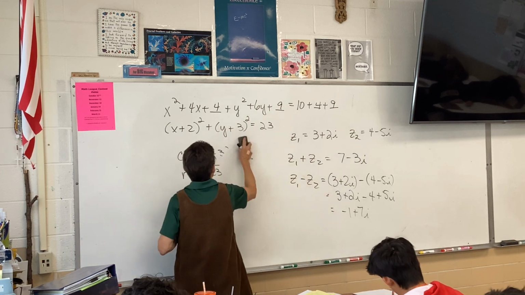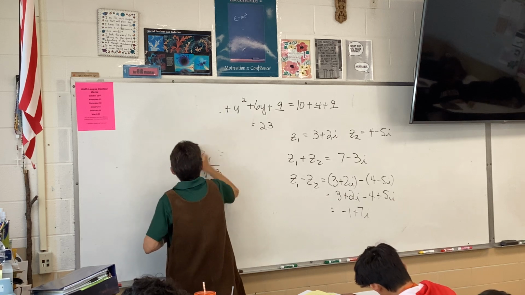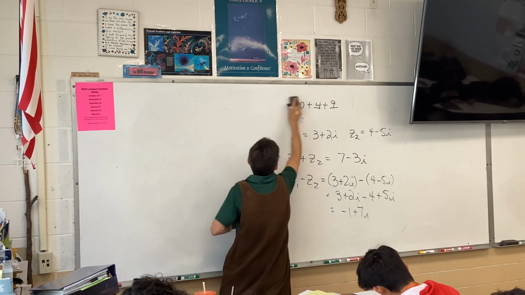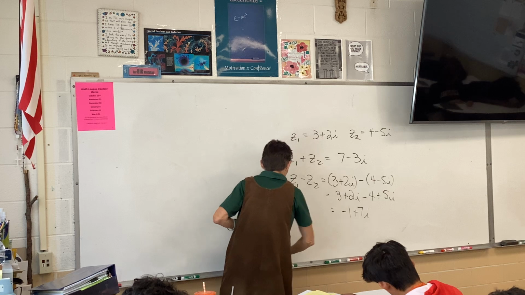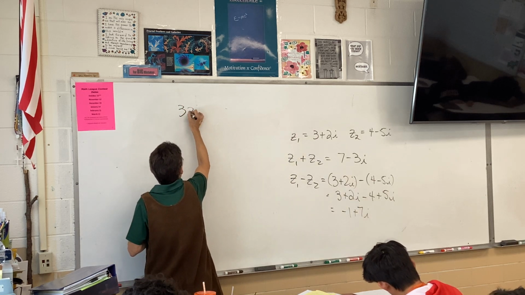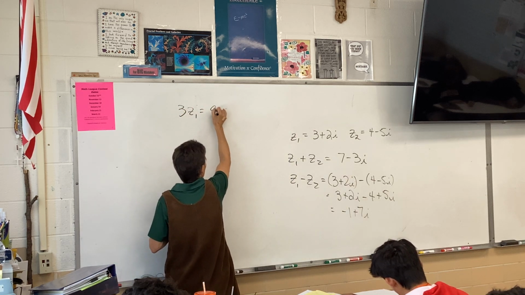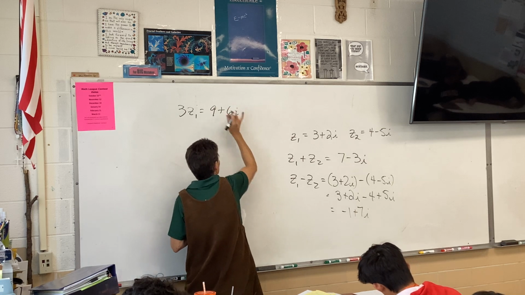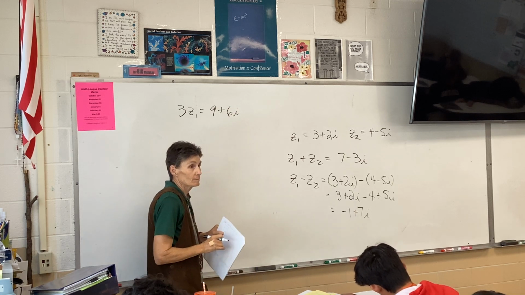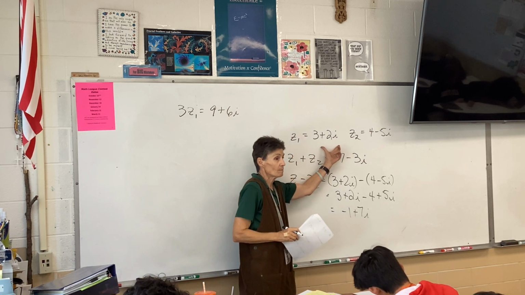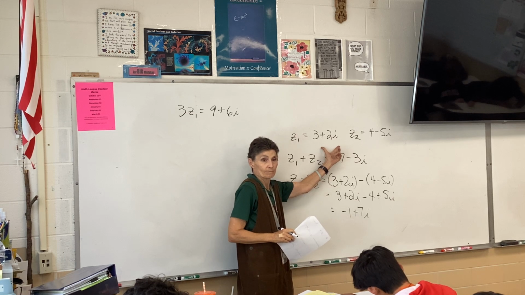3z sub 1. What do you think that is? 3z sub 1. 9 plus 6i. Just 3 times this number? Good.